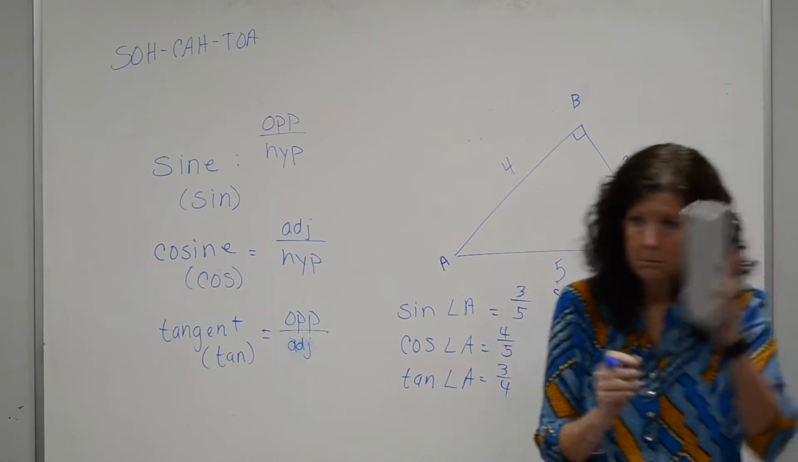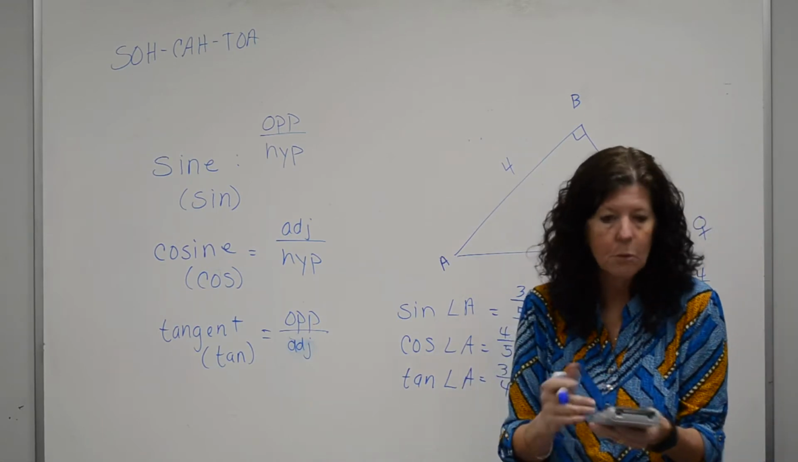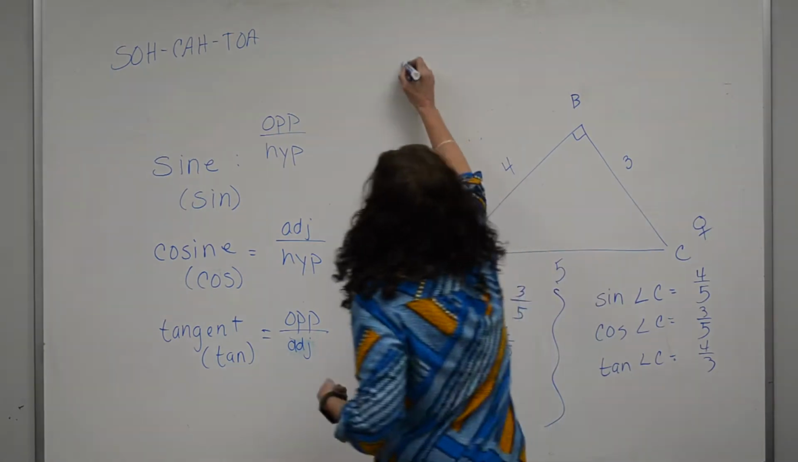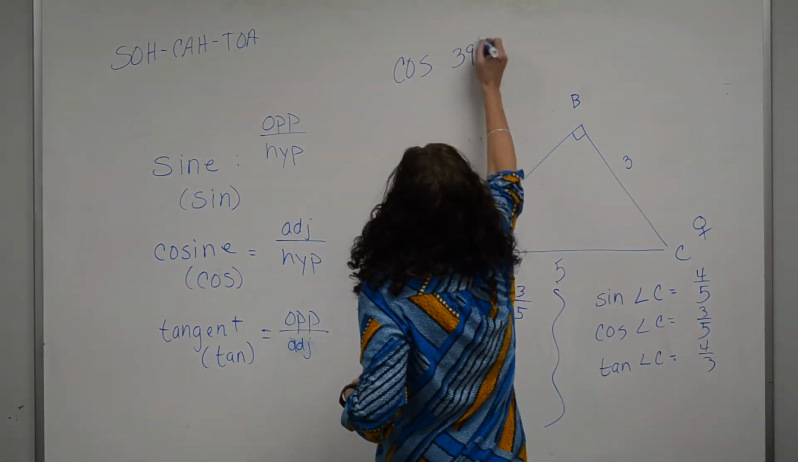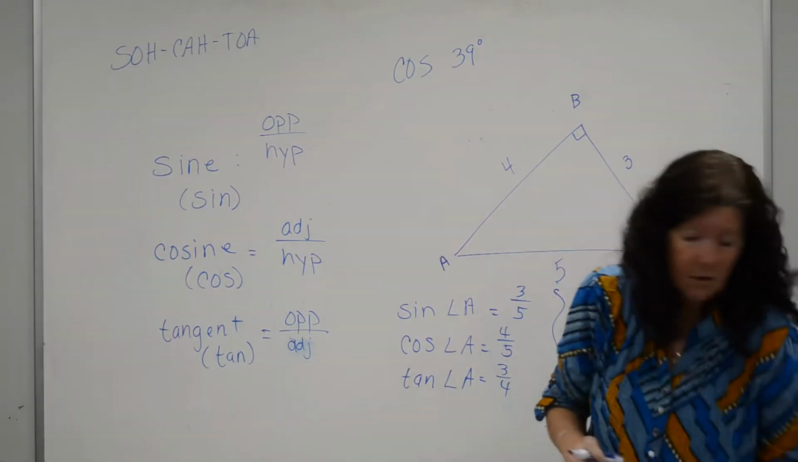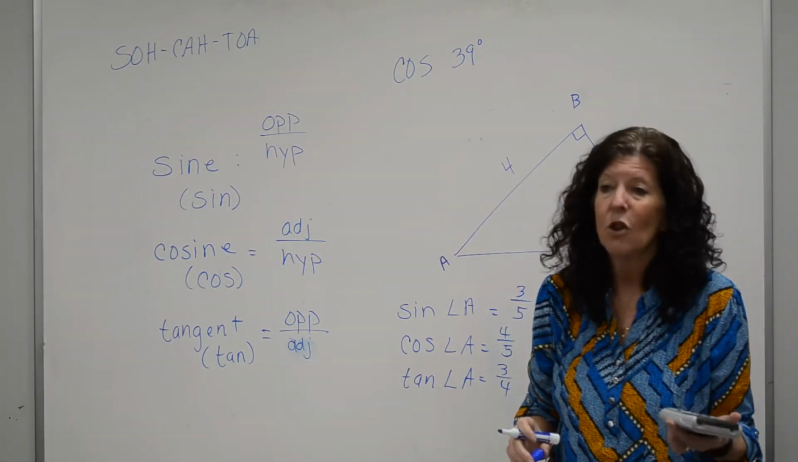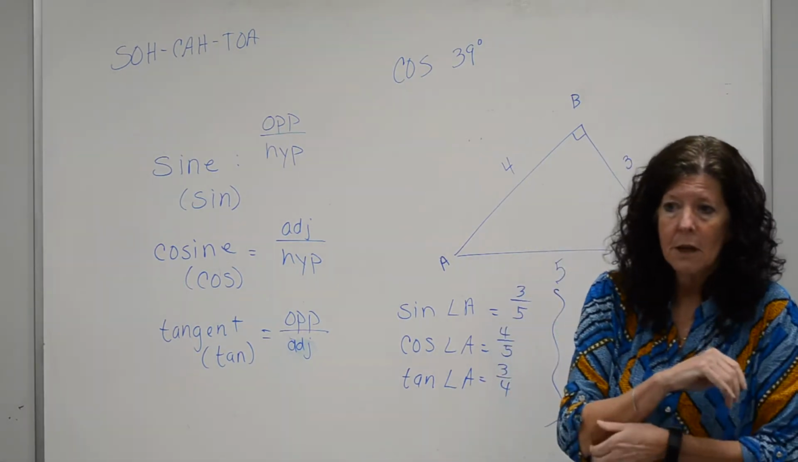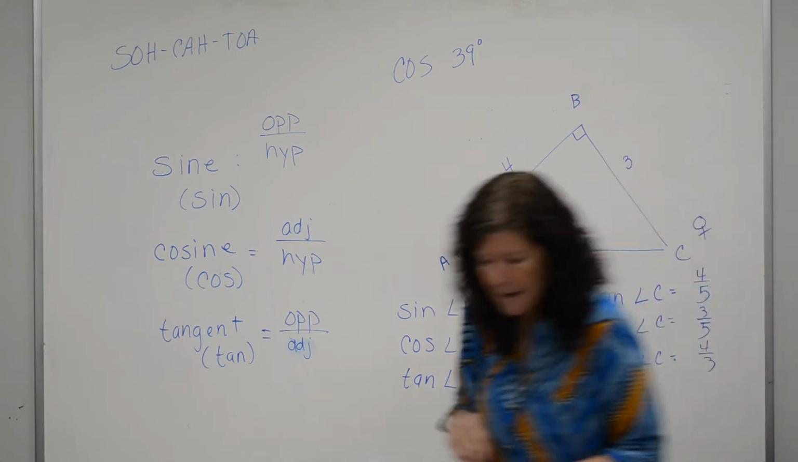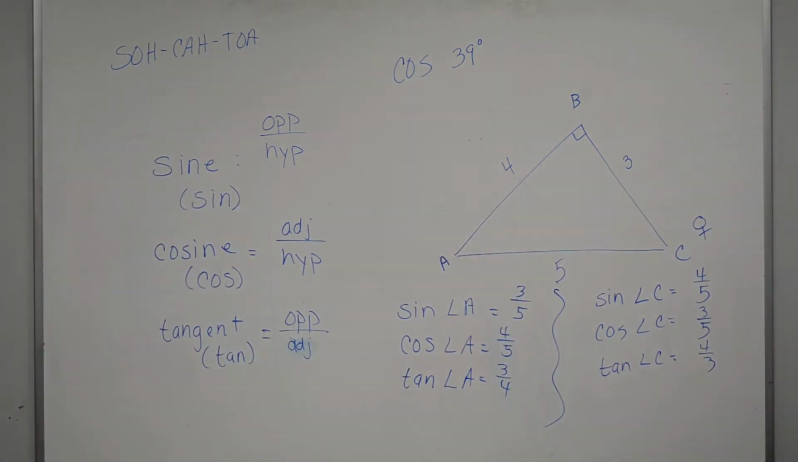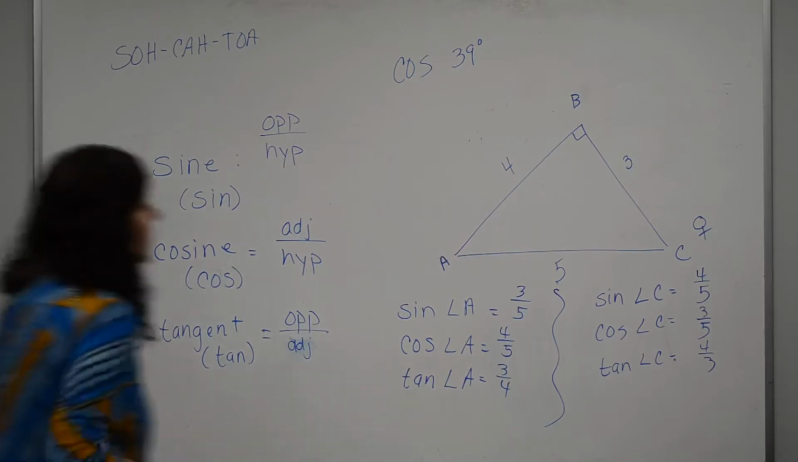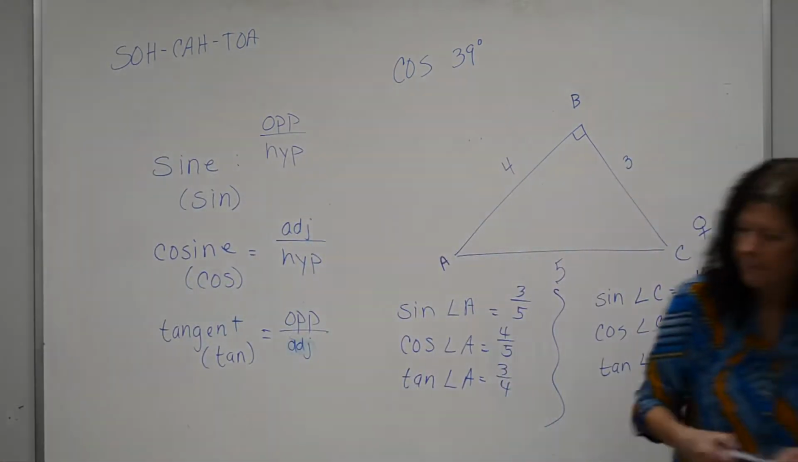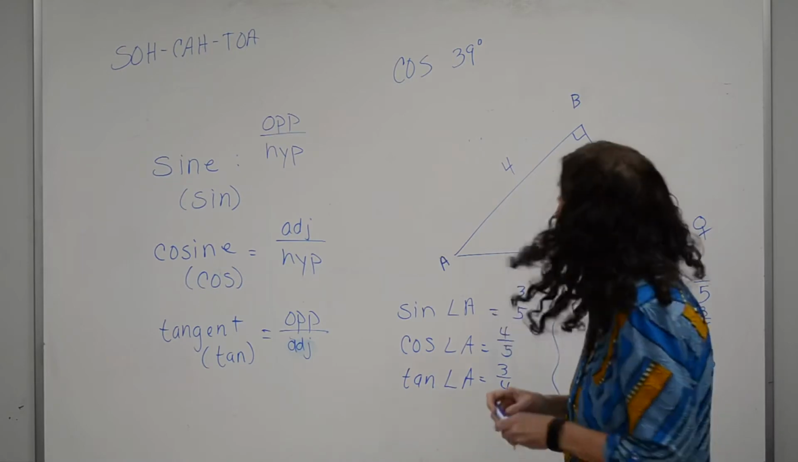Okay. You can do it on your calculator. Let's say they asked you what the cosine of 39 degrees is. Pick up your calculator. The first thing you need to do, though, is check to make sure your mode is in degrees. Okay, if it's in radians, it's going to mess you up. Everybody have it in degrees? Go down, go down. Yeah, yours is in degrees. Okay, tell me what the cosine of 39 degrees is. Round it to four places.